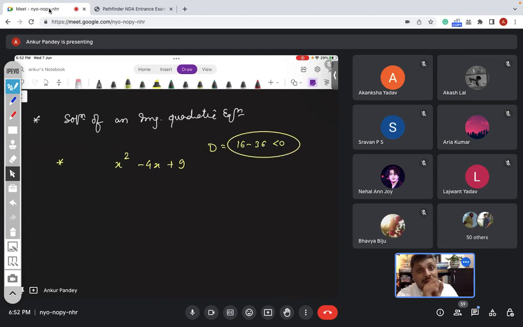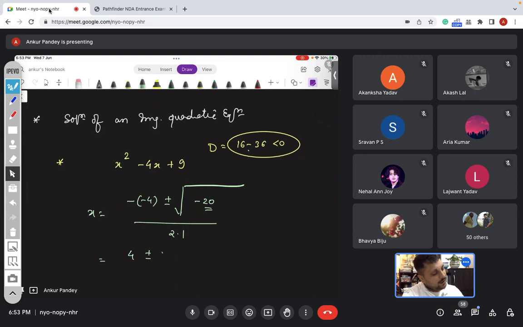Hence, this is an imaginary case. What are the imaginary roots of this equation? No rocket science, sir. X equals minus b plus minus root of b square minus 4ac, whole divided by 2a. So 4 plus minus iota root 20 by 2. Suppose this simplification is your headache. I told you how to find the imaginary roots of a quadratic equation. Clear?